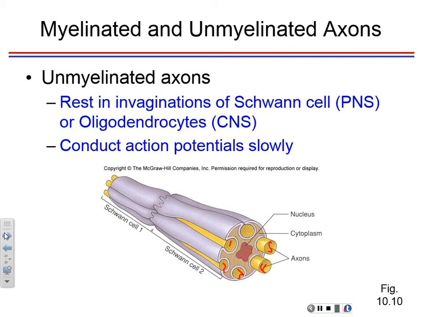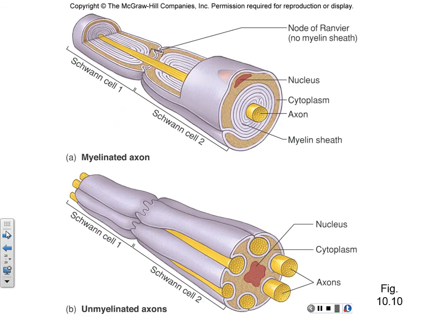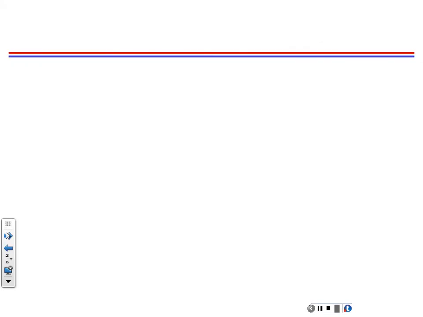Apart from creating the myelin sheath, they also insulate these unmyelinated axons, because they're still conducting electrical impulses, and they need that. So those invaginations of the Schwann cell are shown here, and also the oligodendrocyte in the CNS. You can see the myelinated one on the top, and you see the difference with the one that's not myelinated, but still insulated by those glial cells, Schwann cells and oligodendrocytes.